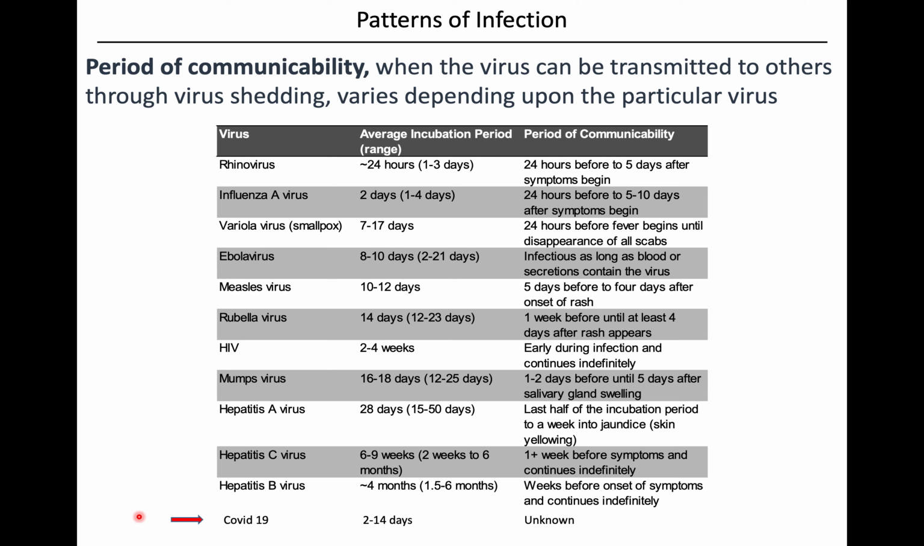It's still early days with COVID-19, but we know the average incubation period is typically 2 to 14 days. And then we just don't know yet the period of communicability, but we do seem to be able to detect virus even weeks into the convalescence period, but it's a little bit unclear whether that detection really indicates infectivity or not.